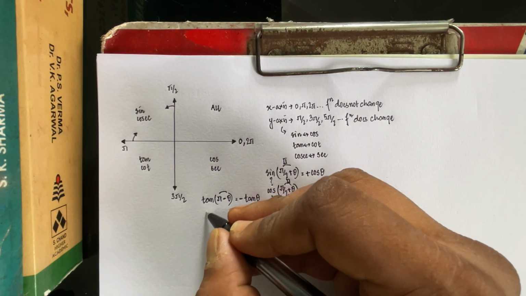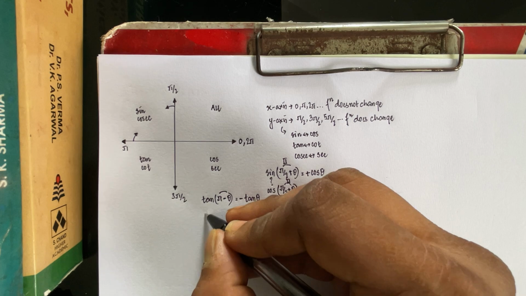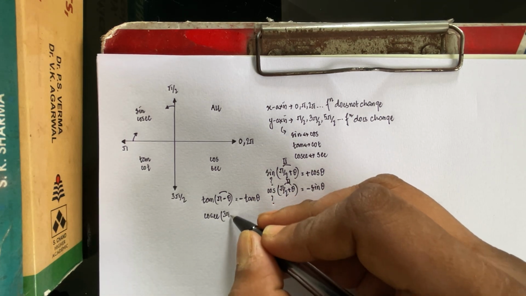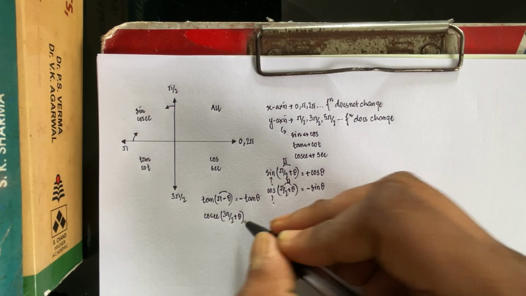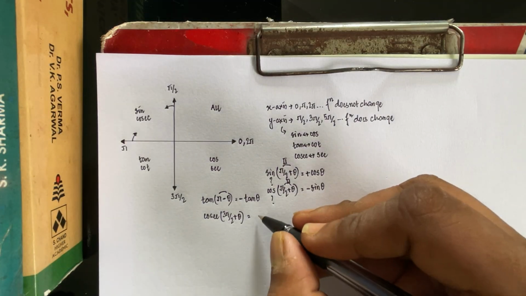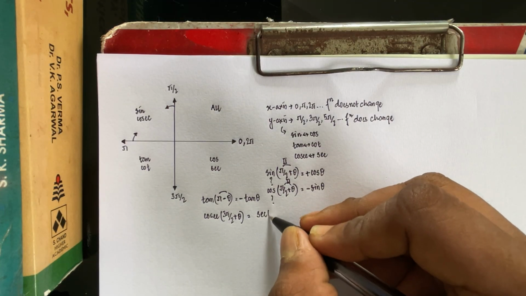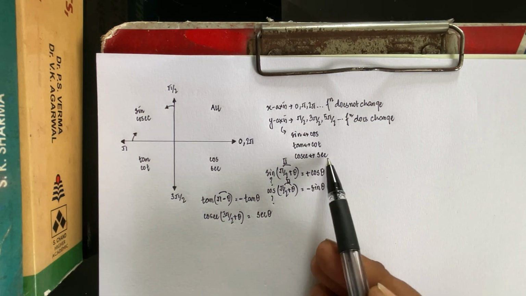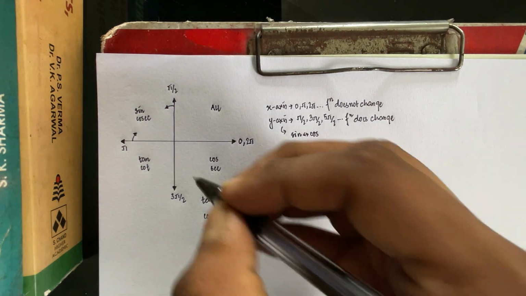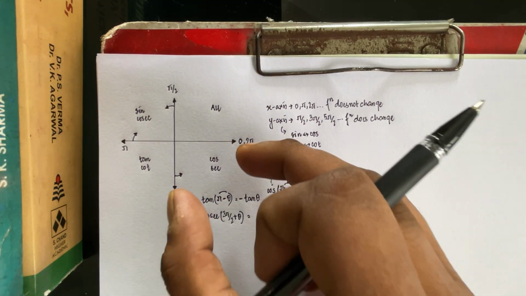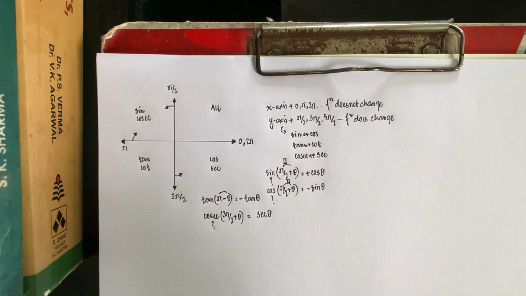Let us take some other examples and try to make it clear. So we have cosec of 3 pi by 2 plus theta. Since it is along the y-axis, the function will change. Cosec will become sec theta. And 3 pi by 2 plus theta will be somewhere in the fourth quadrant, and in the fourth quadrant cosec is negative, so it will be minus sec theta.